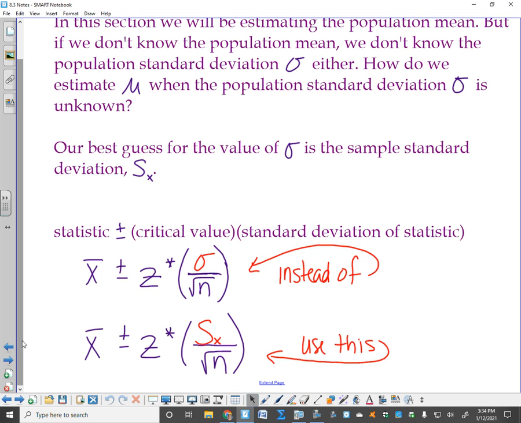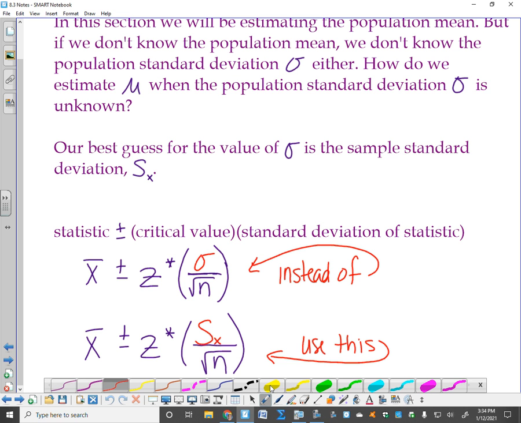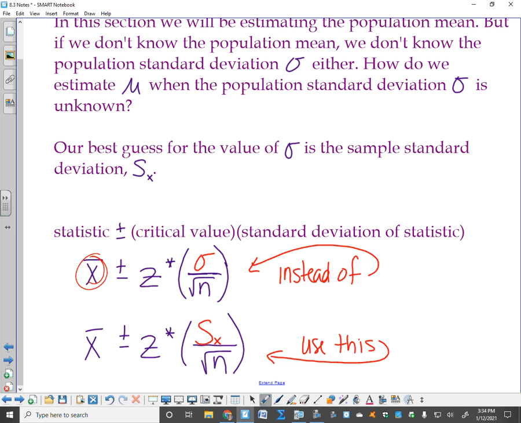So when we do this, statistic plus or minus the critical value times the standard deviation of the statistic, that's my confidence interval. My statistic is going to be x bar plus or minus my critical value, z star, times the standard deviation of the statistic. However, if I don't know sigma, I'm going to replace it with S sub x. Okay, so that makes sense. So when you write it, you're not going to write sigma, you're going to write S sub x.